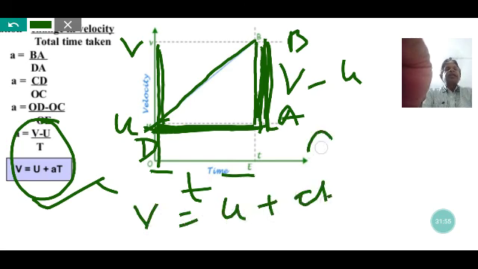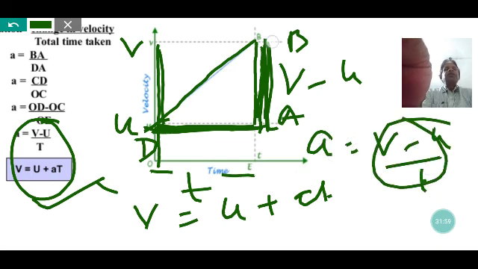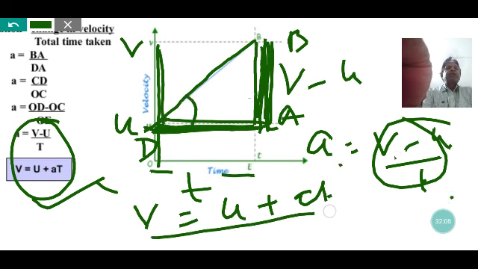But we obtain here A is equal to V minus U by T from the graph. It is the slope. The slope gives the value here, so A is equal to V minus U by T, and we can rewrite that V is equal to U plus AT. That is the first equation, which we can easily find from the graph.